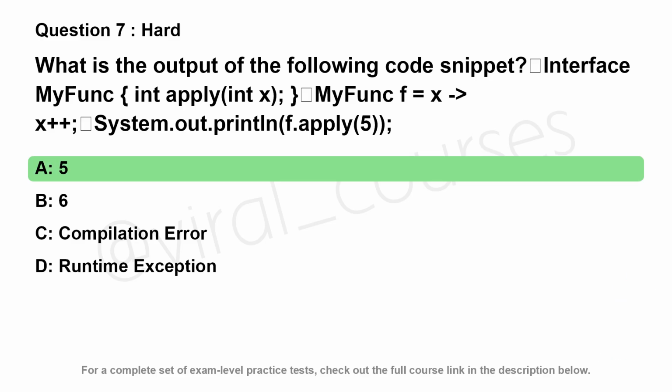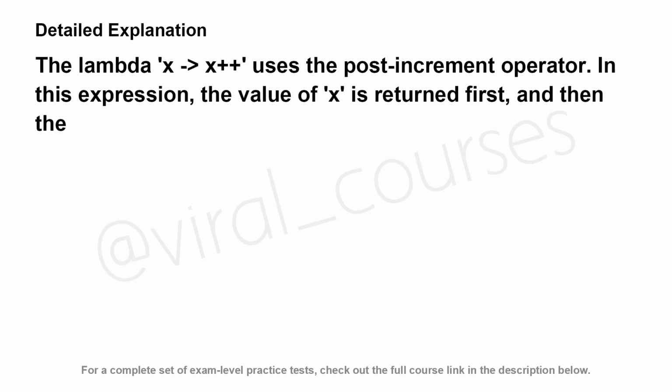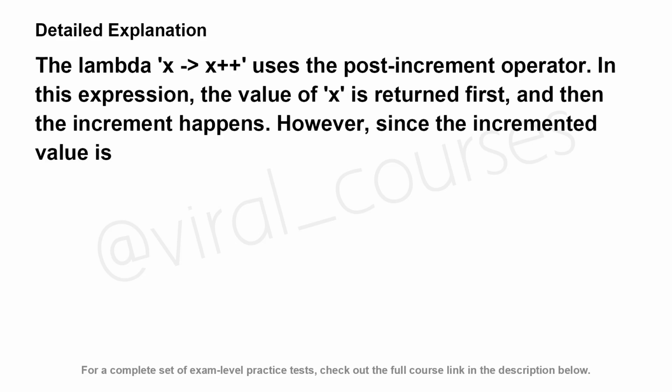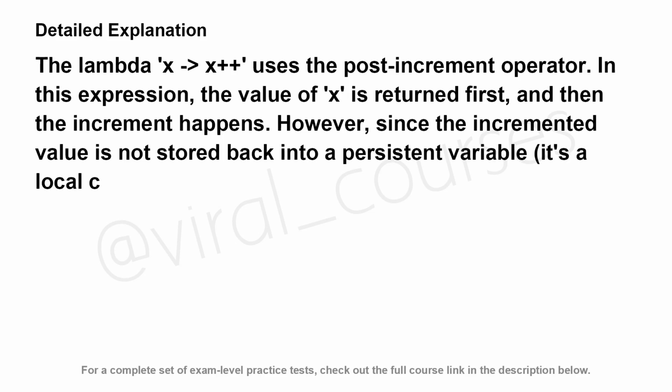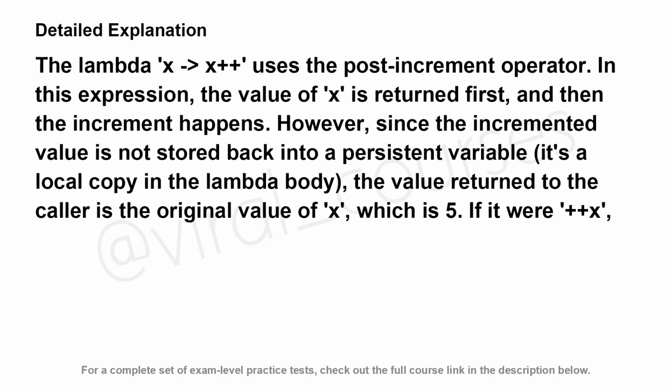The correct answer is A. The lambda x -> x++ uses the post-increment operator. In this expression, the value of x is returned first, and then the increment happens. However, since the incremented value is not stored back into a persistent variable, it's a local copy in the lambda body. The value returned to the caller is the original value of x, which is 5. If it were ++x, the result would be 6.